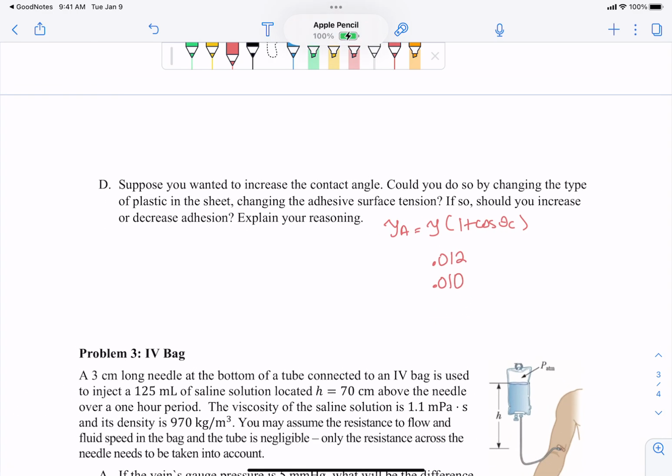So if I increase the contact angle, I'm decreasing the adhesive surface tension. The way that I can increase the contact angle is by changing the type of plastic or type of material that comes into contact with the fluid. If I change the plastic or the material so that it increases the contact angle, that decreases the adhesive surface tension. So increasing the angle by changing the material would give less adhesion. Yep, exactly.